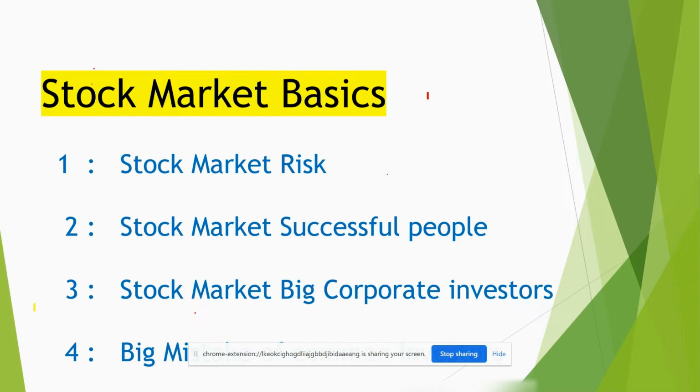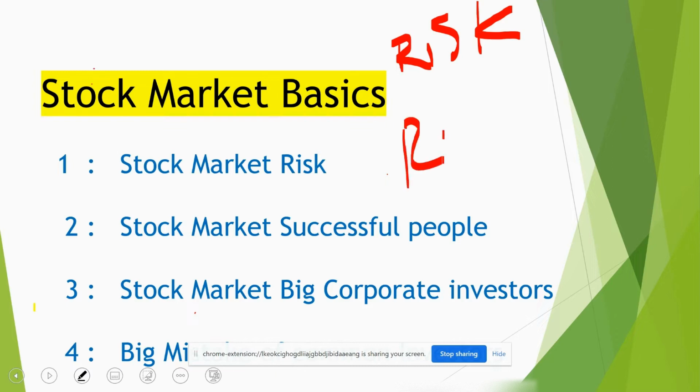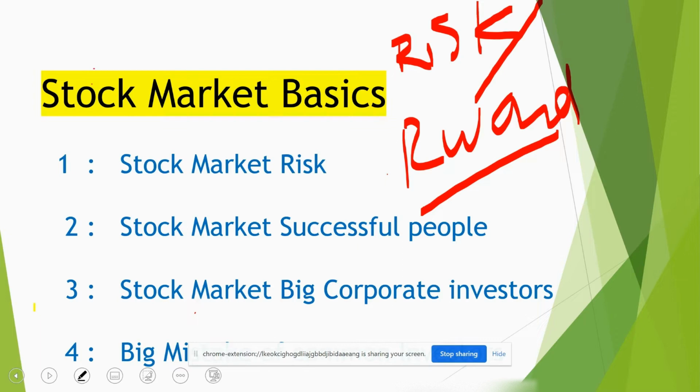So what is stock market risk? I think you guys would have heard about the risk to reward ratio. Let me tell you in one word. If you don't know, risk to reward ratio means risk divided by reward, and it should be as minimal as possible. If it is minimal, it means your risk is less and the reward is more.